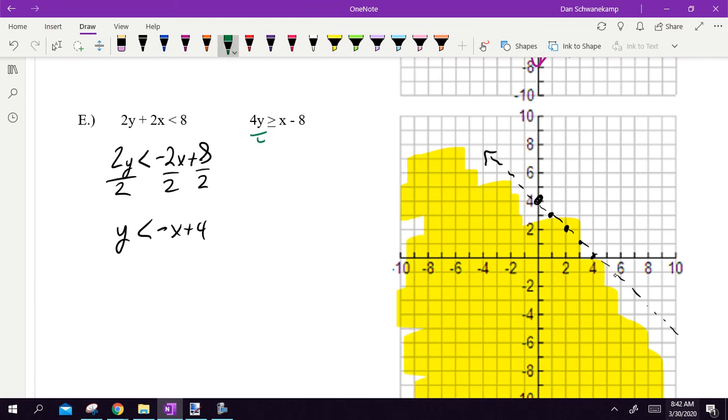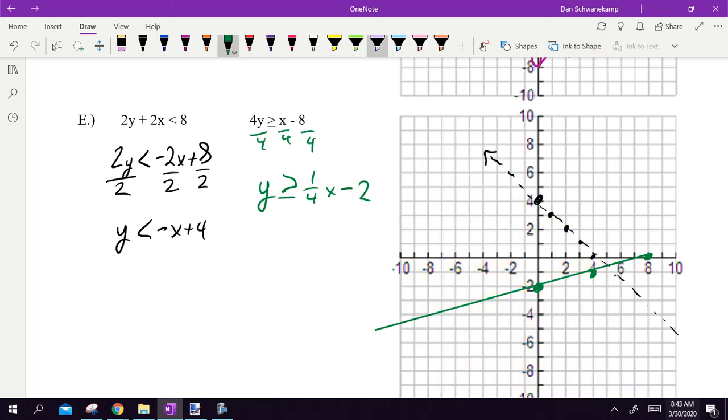Second one, divide by 4, divide by 4, divide by 4. Those are ugly 4s. Sorry about that. 1/4 x minus 2. So I'm down here at minus 2. 1/4, so I'm going up 1 over 4, up 1 over 4. It is equal to, so I'm drawing a solid line here. Oh, thank you. It saved me. And then we are greater than that line. So if I'm less than the black line and greater than the green line, we know where our answer is going to live. It's going to live right in this region right here.